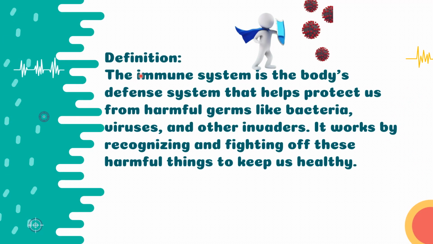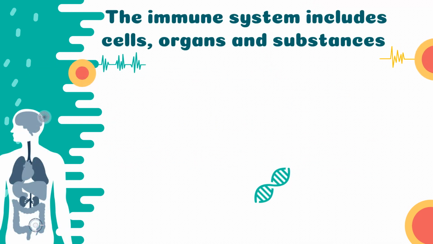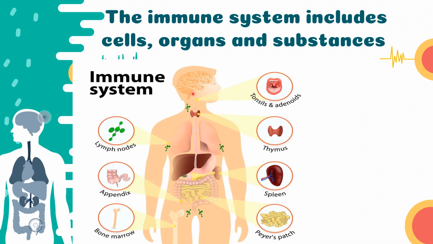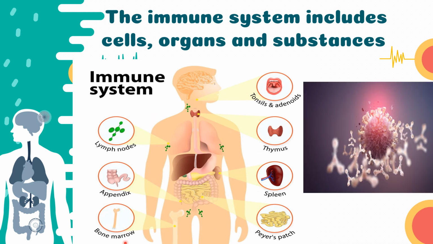Before we dive in, let's take a moment to review some essential concepts together. Here we have the definition of the immune system. The immune system is the body's defense system that helps protect us from harmful germs like bacteria, viruses, and other invaders. It works by recognizing and fighting off these harmful things to keep us healthy. This is the immune system. These are the different parts of the immune system, and this immune system includes cells, organs, and substances.